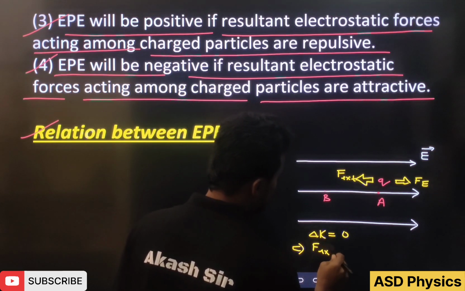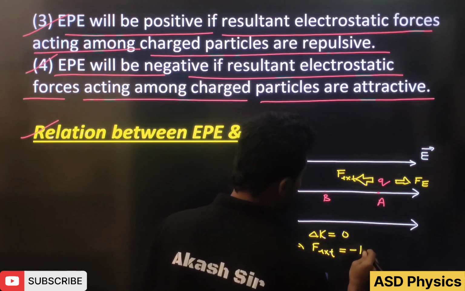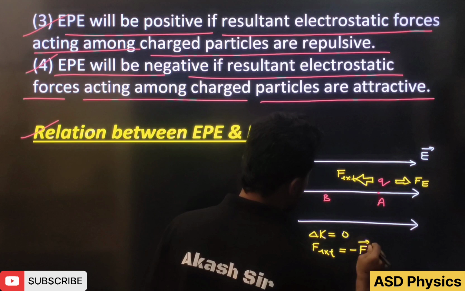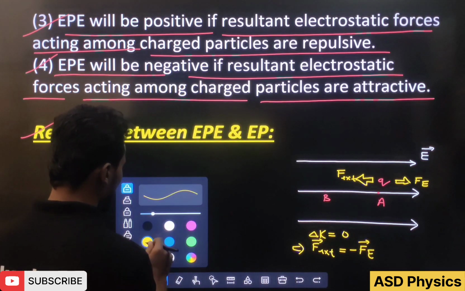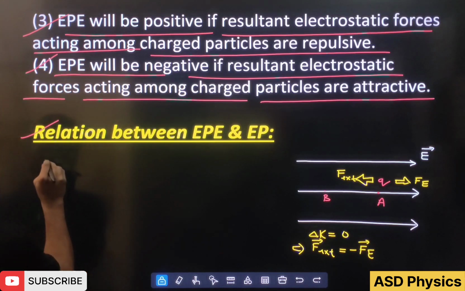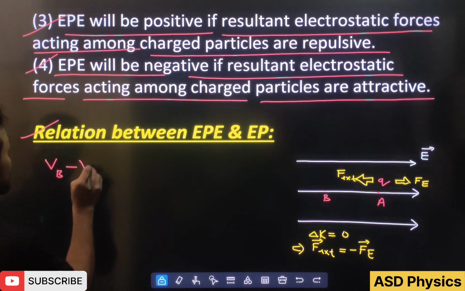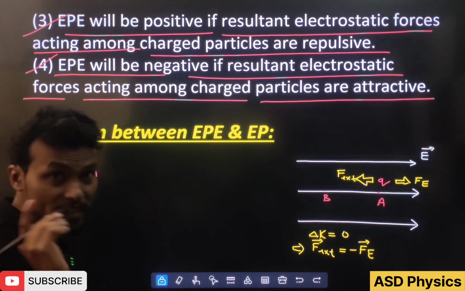This F external will be equal to minus of Fe in vector form, because both are in opposite directions. Okay, now see here please, the potential difference between point B and A. B is the final point, A is the initial point.